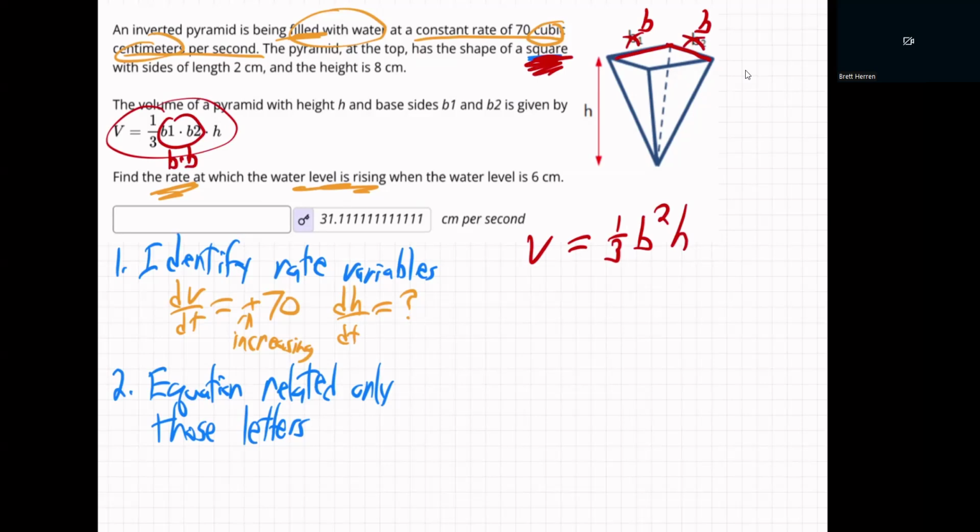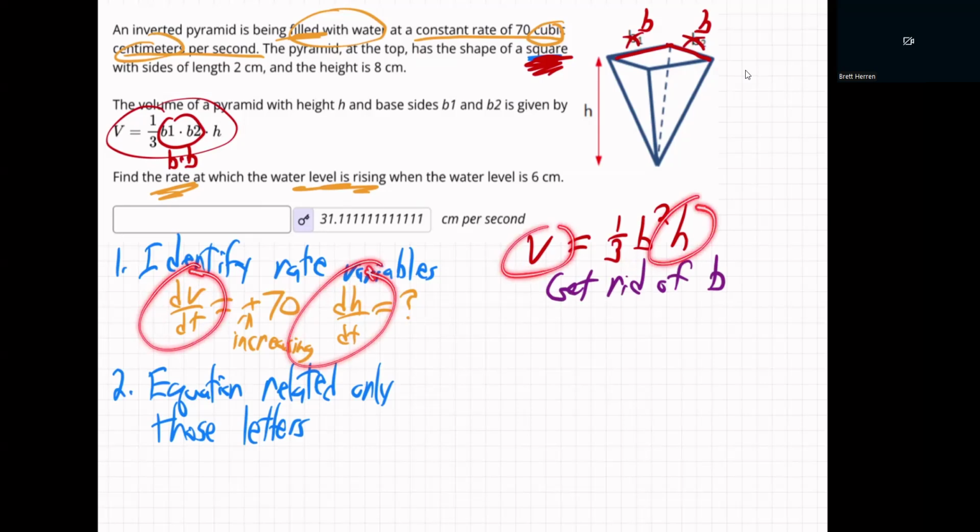Okay, so now we notice we have three letters, V, B, and H. We're supposed to only have V and H. We've got to get rid of B. We got to find some equation where we can plug in for B to get rid of B. Why? Because our only rate variables are V and H, right? dV/dt, dH/dt. V and H, not B. All right, so what are we going to do?